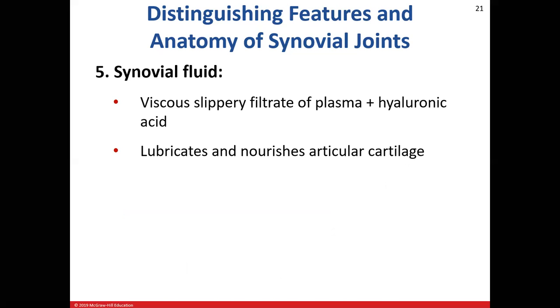Our fifth distinguishing feature is going to be the synovial fluid. Now, the synovial fluid is kind of this viscous, a little bit thicker, slippery filtrate that's really made of plasma and hyaluronic acid. And it is there to help lubricate and nourish the articular cartilage.